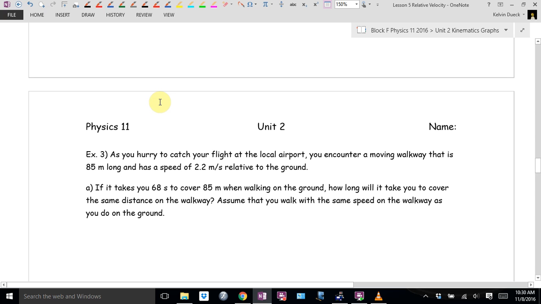Airport walkways are terrific examples of relative velocity. All those walkways are designed to do is reduce time, right? We want to get you to your flight faster because the more people we can pack through the airport, the more money the airport's going to make. It's an investment. The more of those walkways that we build, the more people we can get through the airport, the more money we can make.